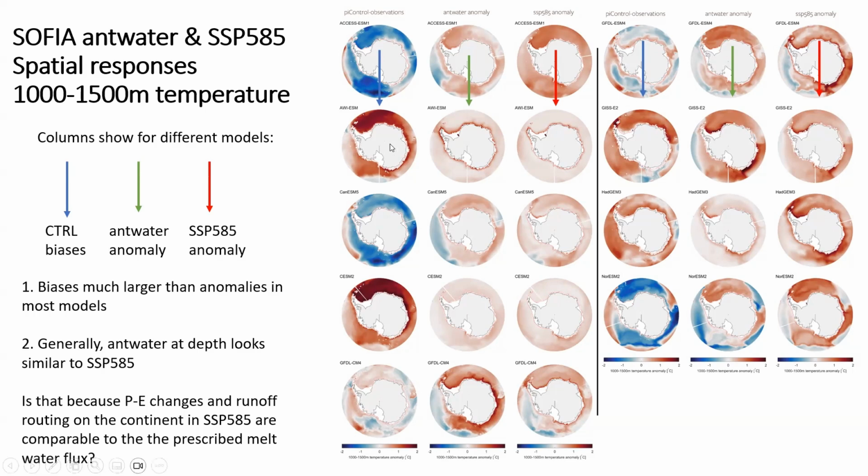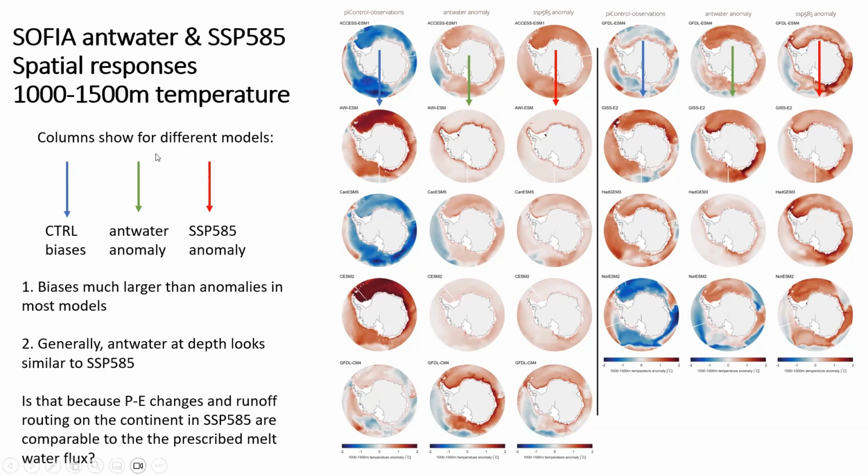So what's happening here, we have not really understood. We have not really looked carefully into it, but these two experiments in the deep ocean seem to resemble each other. Of course, near the surface, the warming scenario shows a completely different signal than the Antwater scenario. It's just getting warmer and warmer.